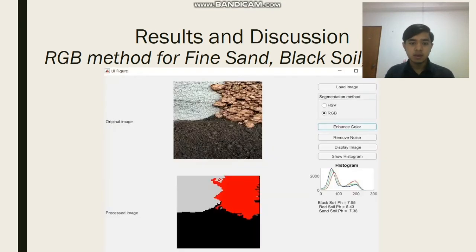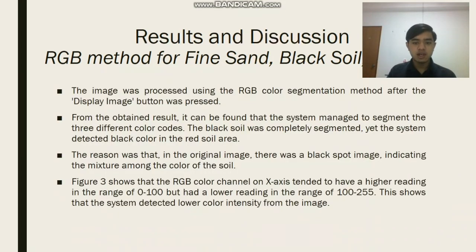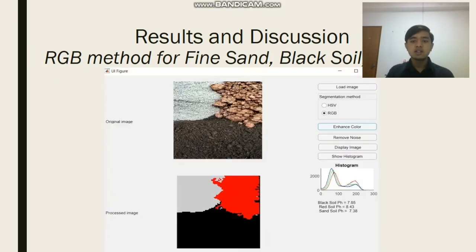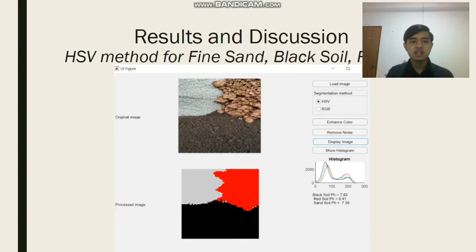And in the above figure, we can see in the histogram that it shows a higher reading from 0 to 100 and a lesser reading from 100 to 255, which also shows that it can detect a lower color intensity. So as we can compare with the HSV method, the histograms are similar.